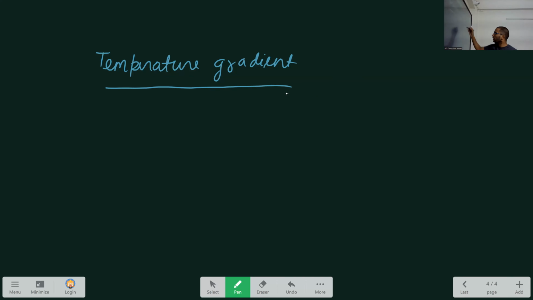Now the third important term related to conduction, students, is the temperature gradient. You might have heard the term gradient in maths and in other topics also. What is a gradient? Change in something divided by length is called a gradient. Here the term is temperature gradient, so change in temperature divided by length is the temperature gradient. Now how to define this temperature gradient? Let's again take the example of the rod.